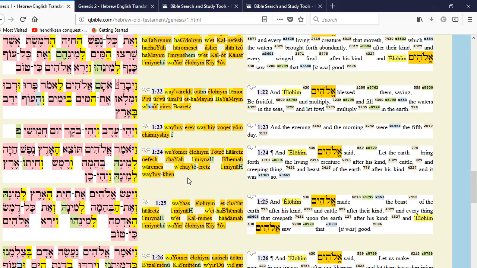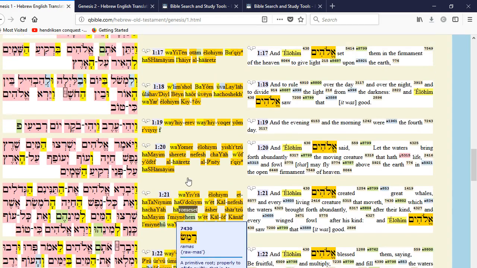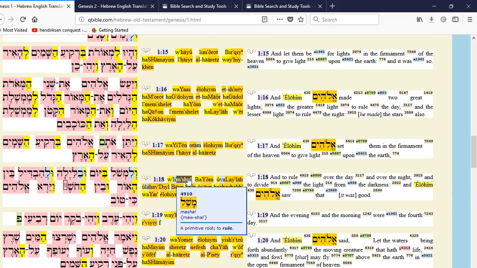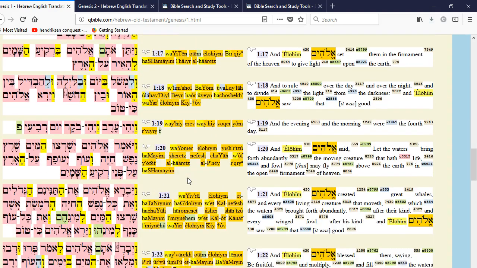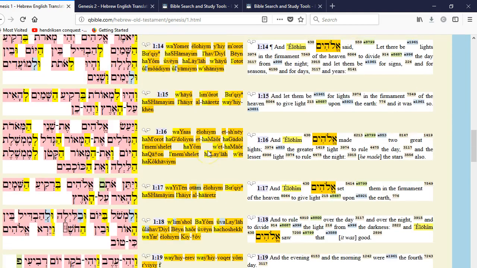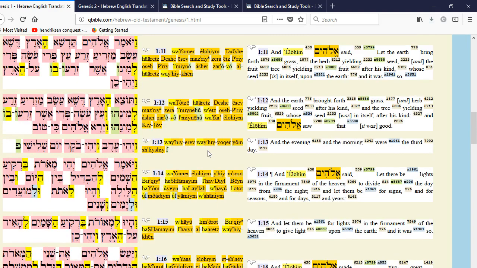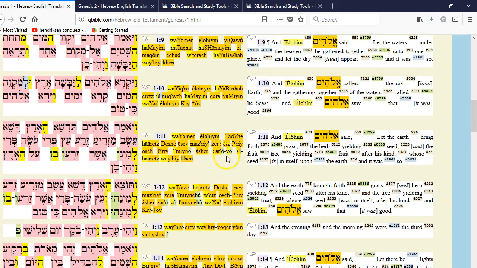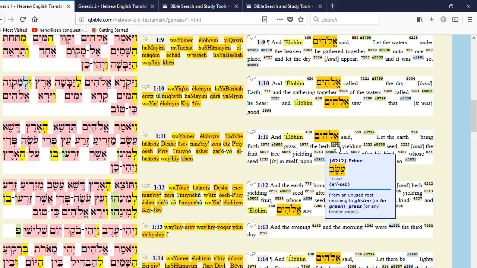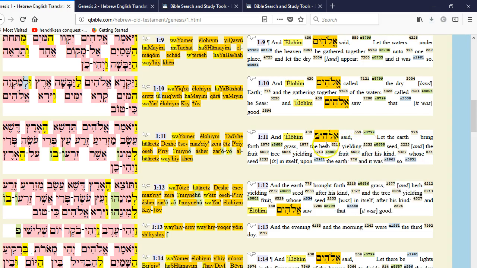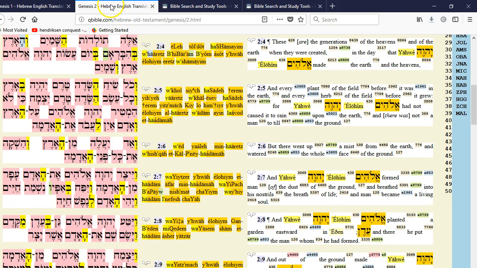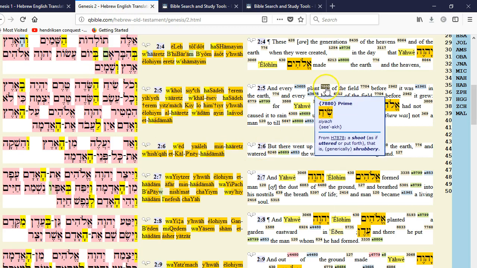Oh, here we go. This has got to be it, right? So we're right here, before the lights are made, right? We've got all of this stuff. This is the deshe. I see. Eseb, we've got the deshe and eseb. They translate it as grass and herb. The deshe and eseb. Okay, and then we go back to 2:5.